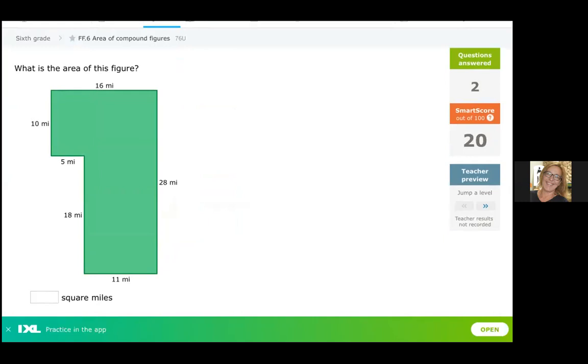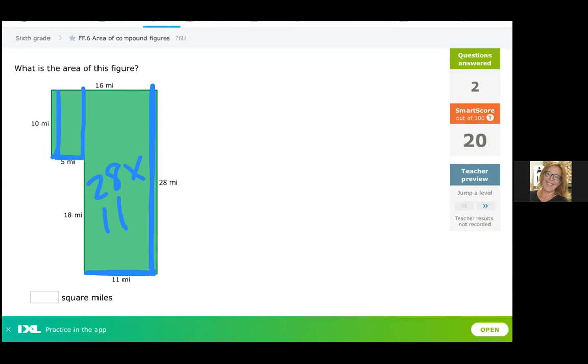I think I would draw a line here. So now we have two rectangles. We have a large one and a small one. The large one I see has an 11-mile base and a 28-mile height. So this is 28 by 11. And now the smaller one has a base of 5 and a height of 10. So it is a 10 by 5.